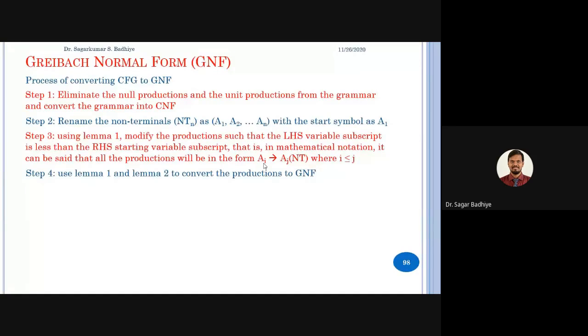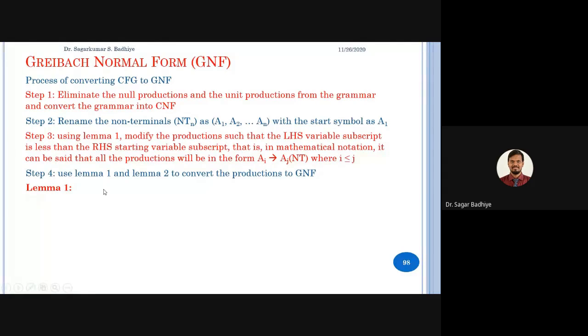And in step 4, we need to make use of lemma 1 and lemma 2 again, right? Along with lemma 1, we need to apply lemma 2 also. And then by using these two lemmas, we'll be converting the given production rules into GNF format. We'll see what are lemma 1 and lemma 2.